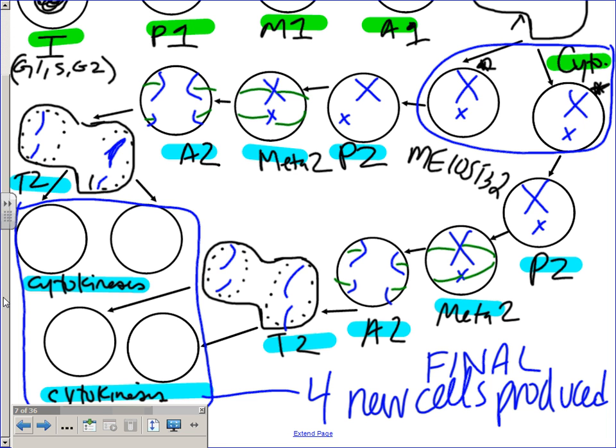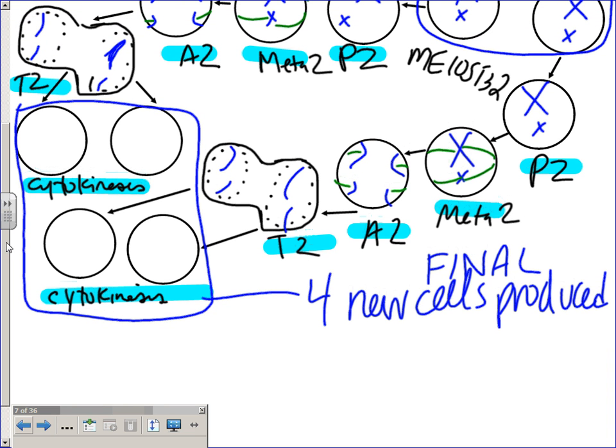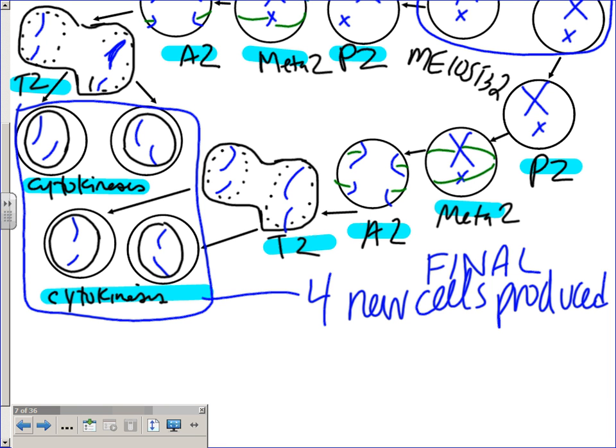Now the real fun begins. And what have we got left here? What's left? The 2 cells. There's the 2 cells from this one and the 2 cells from this one. And the nuclear membrane is totally back. I'm going to draw my nuclear membrane around all 4 of these cells. They look the same, but they're not.